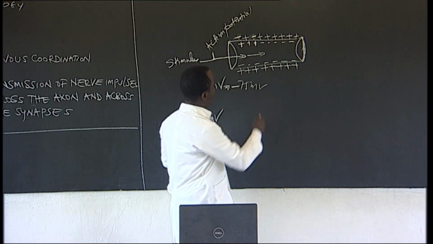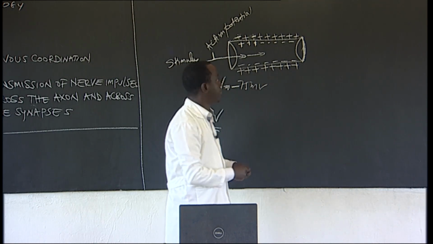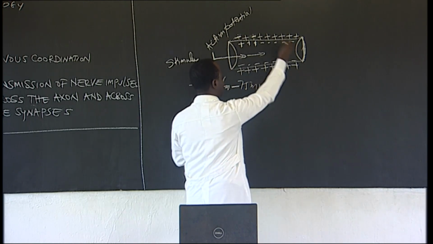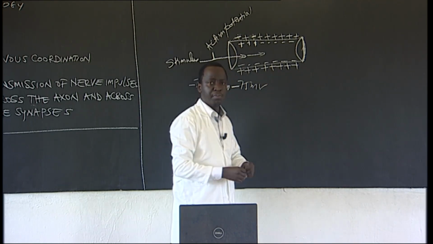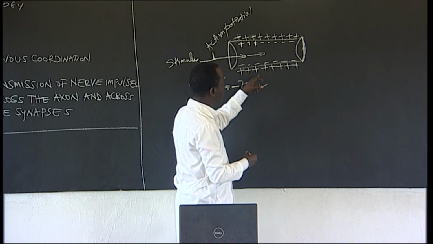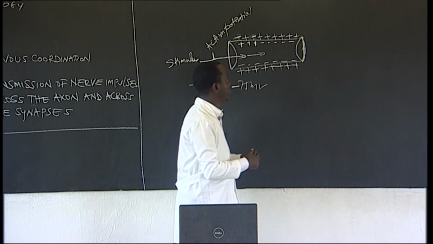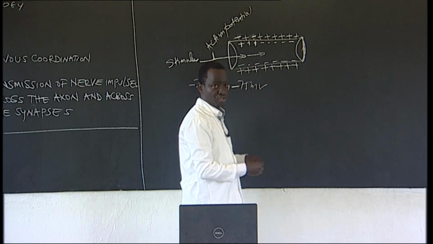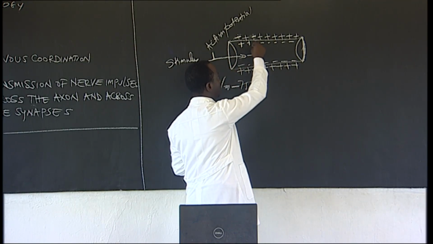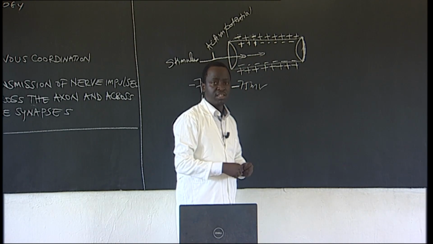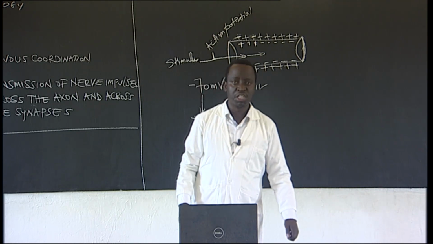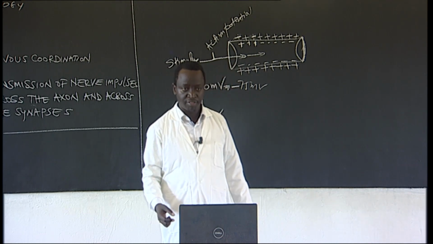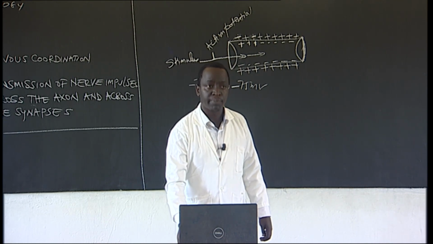And when the message is passing across the axon membrane, remember, at rest, the outside of the membrane is surrounded by positive charges, and inside you have negative charges. So when the message is passing, positive charges, those are sodium, move inside. When they are moving inside, that process is what we call depolarization. This allows the impulse to continue passing.